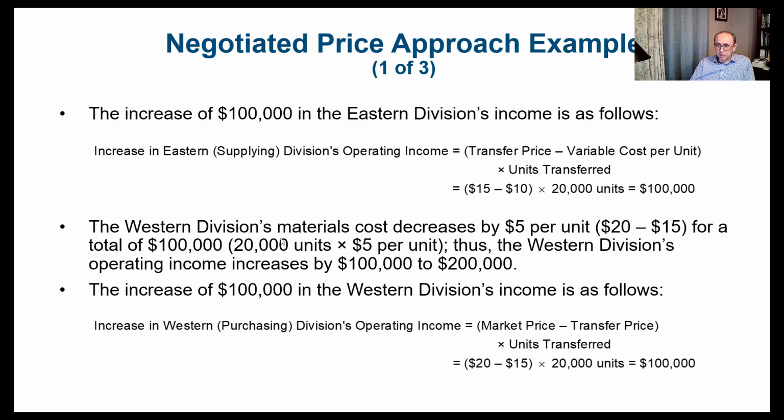So because we have 20,000 units that they bought at $5 each, the Western Division operating income increased by 100,000 to reach 200,000. So the increase of 100,000 in the Western Division income is calculated as follows. We have the market price minus the transfer price multiplied by the units transferred. So 20 minus 15 multiplied by 20,000, that's the 100,000. So you see here, both divisions made $100,000 in profit.